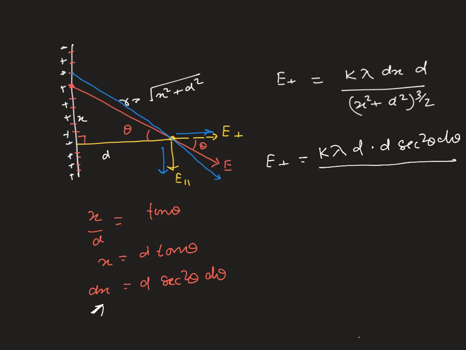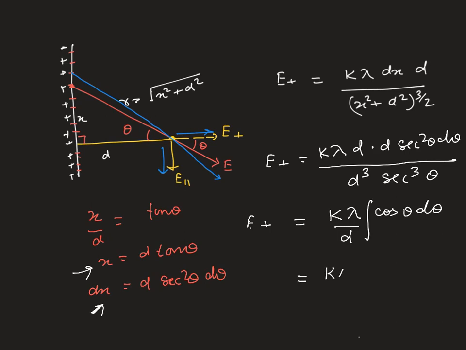And if you try to solve the denominator and you substitute the value of x here, that is x equals d tan theta, you will get d cubed sec cubed theta. So notice that you have 2 d's on the numerator and 3 d's on the denominator, so you'll have perpendicular field as k lambda upon d cos theta d theta, and then you integrate it very simply. And what is the integration of cos theta? That will be k lambda by d into sin theta.